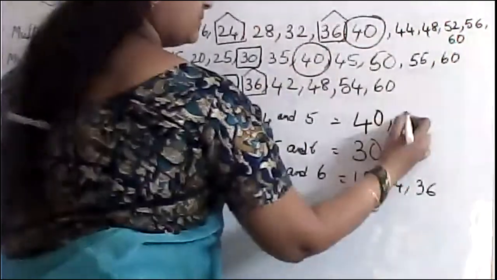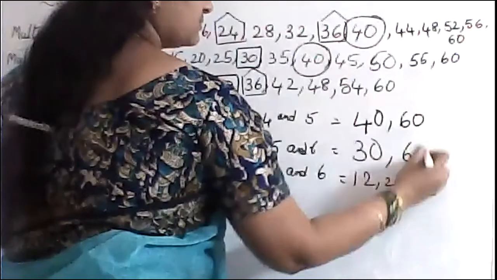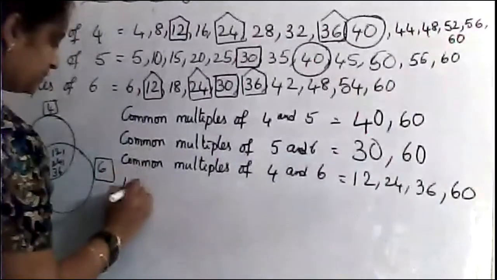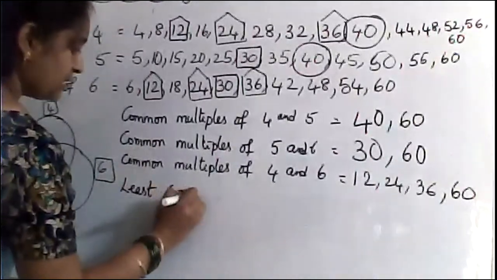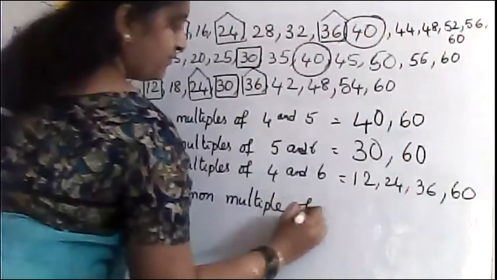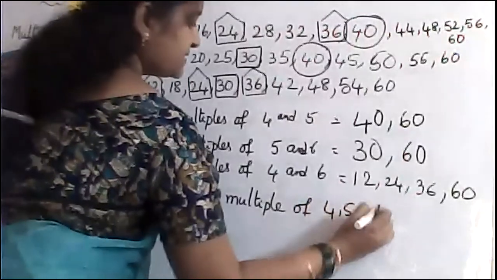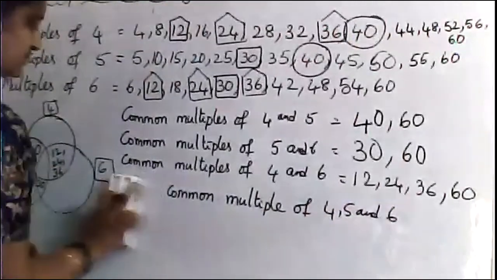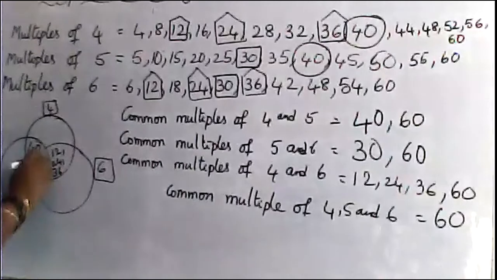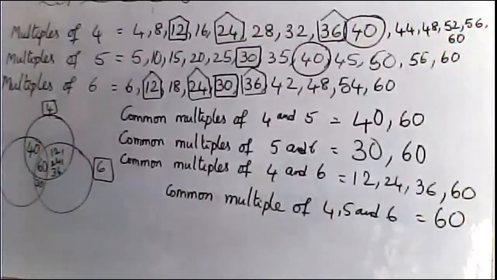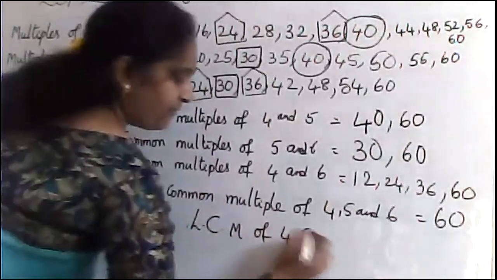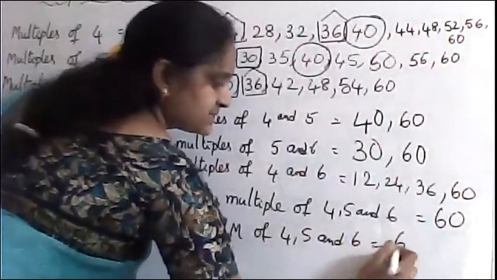Ma'am, 60. In the 6 table also 60 we have. So now the least common multiple of 4, 5 and 6. First write the common multiple of 4, 5 and 6. It is 60, ma'am. 60 is the common multiple of 4, 5 and 6, so that is the least common multiple of 4, 5 and 6: 60.